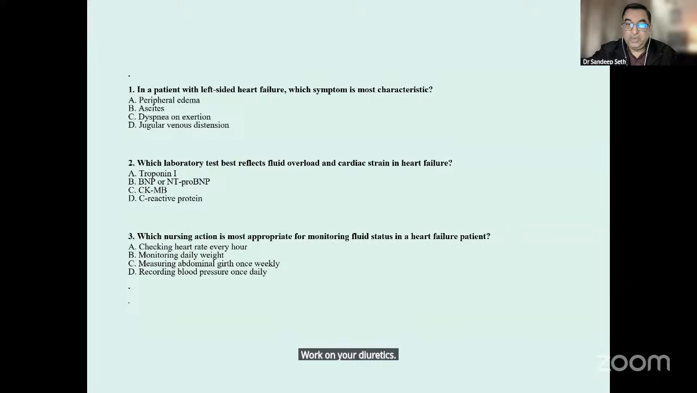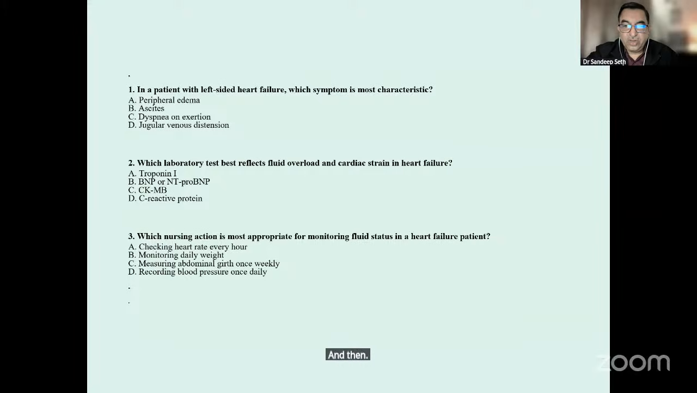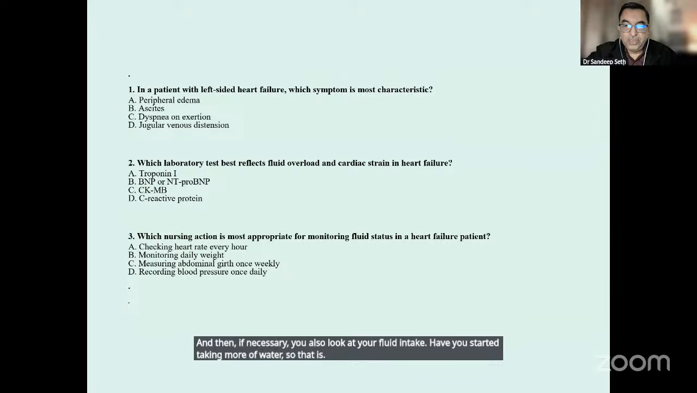We always teach the patient, which is a water pill. So go up on your diuretics, and then if necessary, also look at your fluid intake. Have you started taking more water? So that is basically the fluid management.